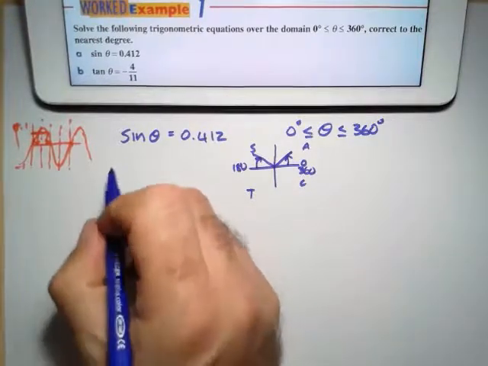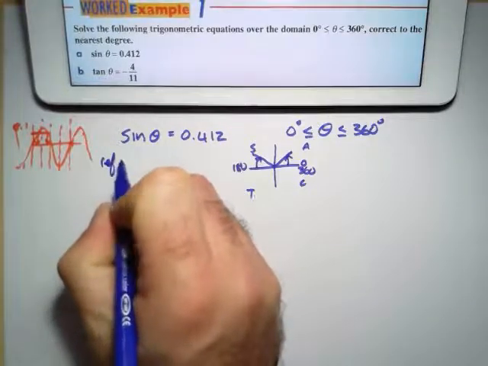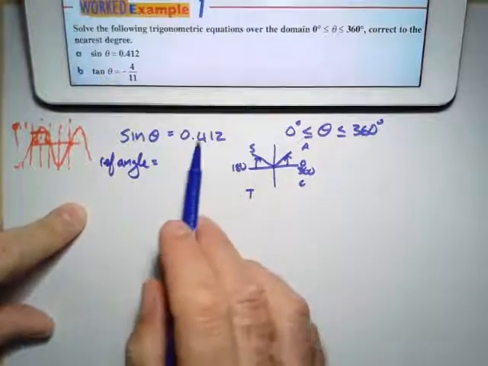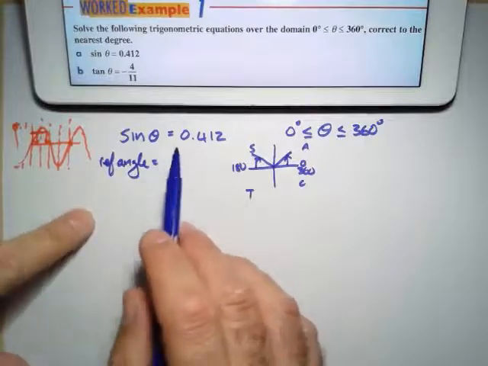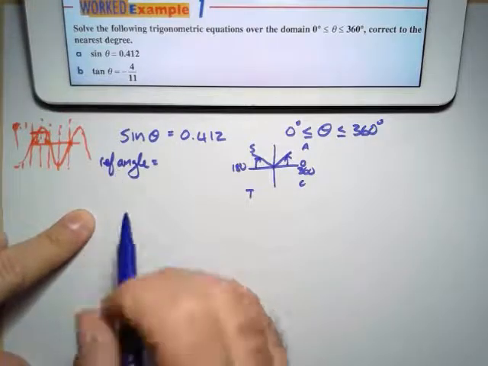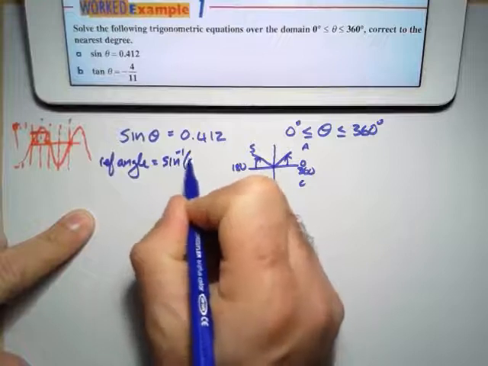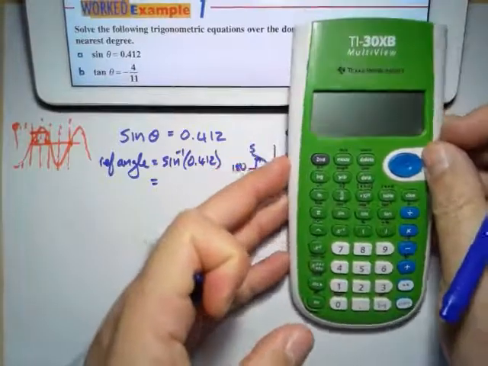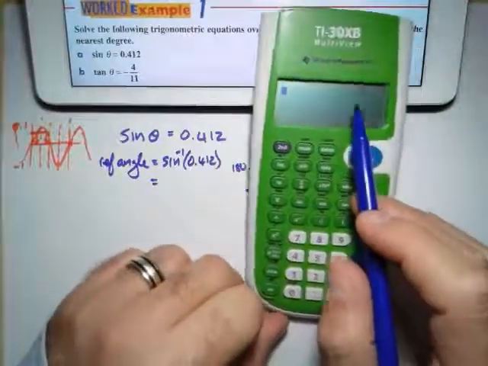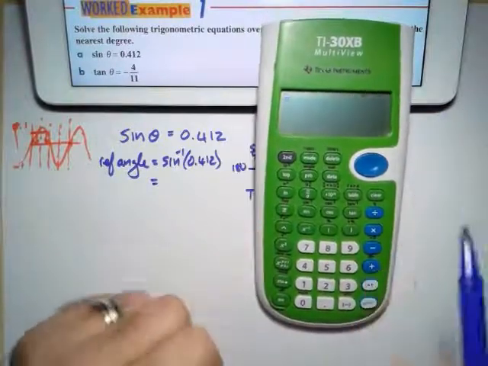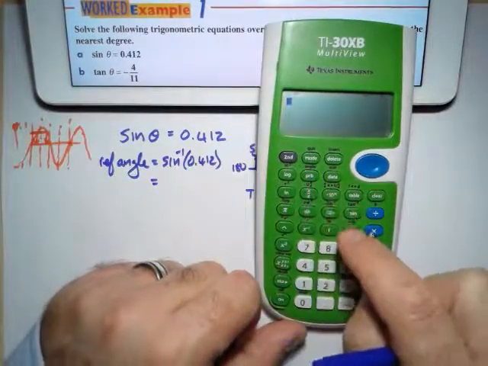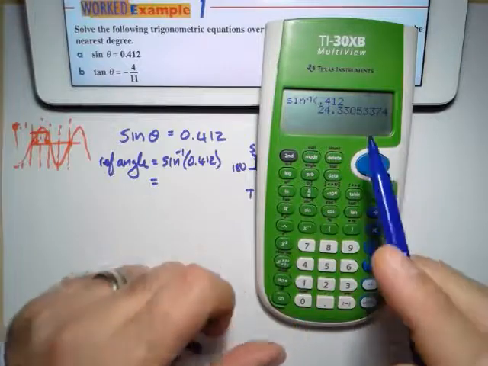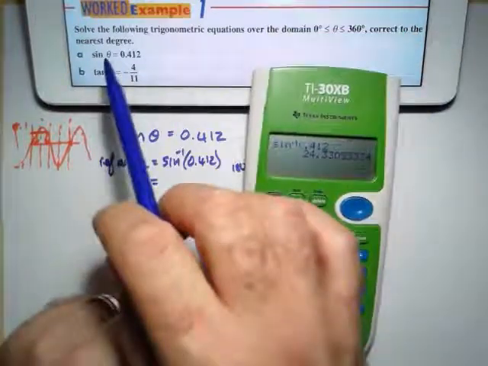What I'm going to find now is the reference angle. To find a reference angle, I'm never going to use the sign that is there. I'm just going to use the value as it is. So the reference angle is the inverse sine of 0.412. I'm going to do that on my calculator. I'm going to make sure that my calculator is in degrees, not radians. The inverse sine of 0.412, enter, and I'm going to read the question, which says correct to the nearest degree.